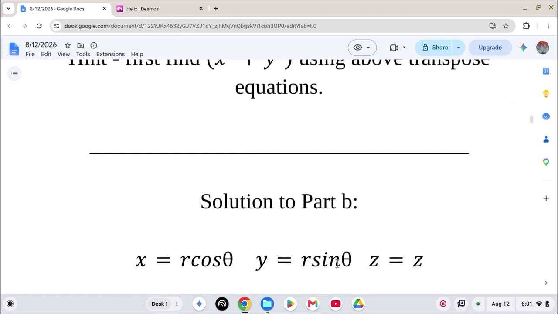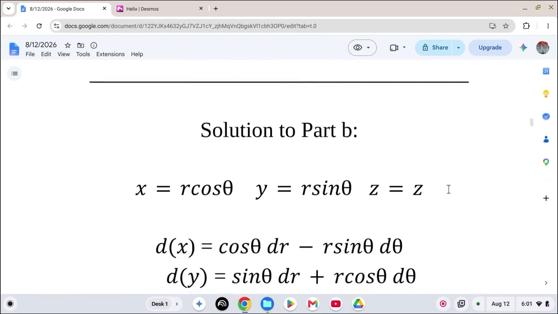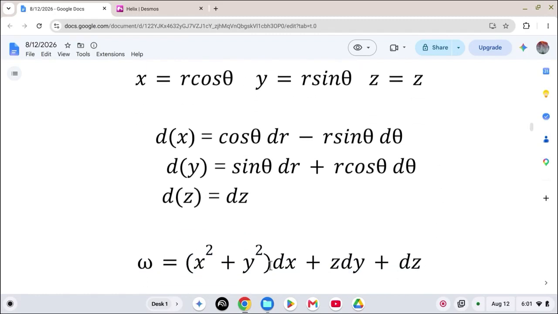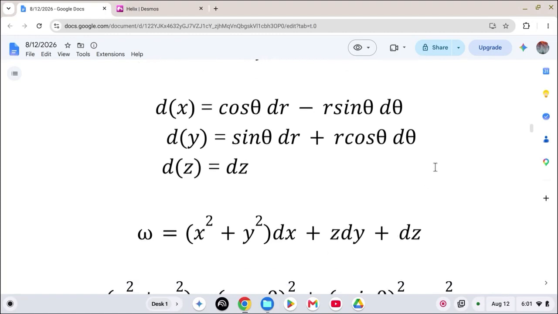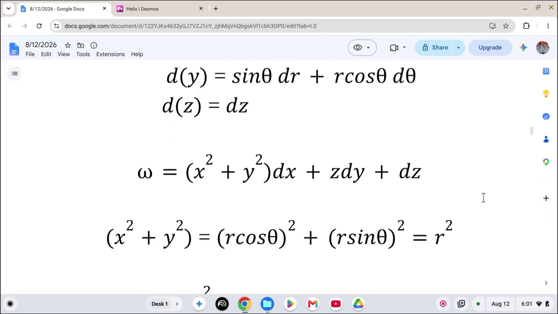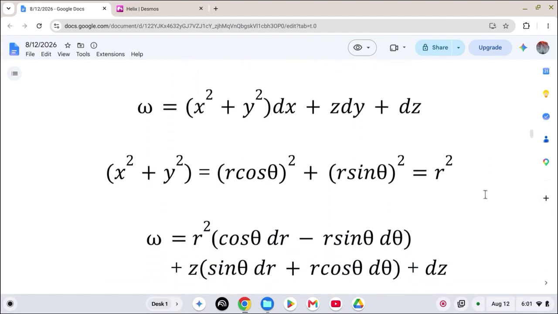Okay, we have our transformation equations. We take the exterior derivative of those to make these one forms. And here is the one form we want to work on, right? So we have all this. And we can see that x squared plus y squared is just equal to r squared. So that makes this a lot easier. So let's put all of that in here, right?